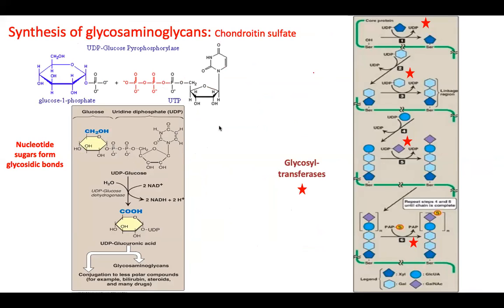Okay, now remember earlier on, I told you that we're going to talk about how we make GAGs. The specific example that they have for you is chondroitin sulfate. I know it looks kind of intimidating, but let's just break it down. Over here, I have my protein, right?